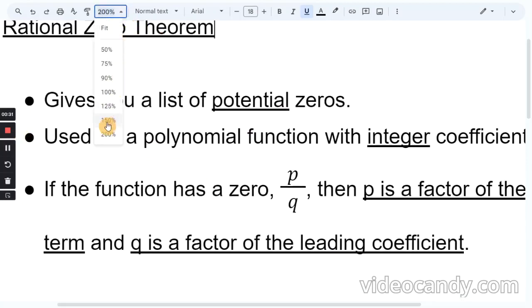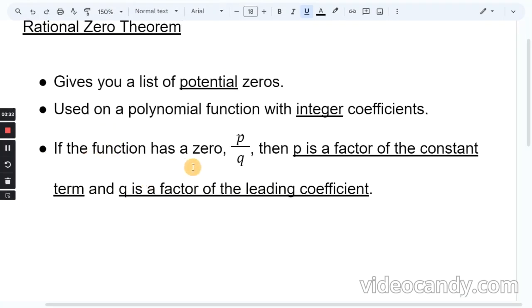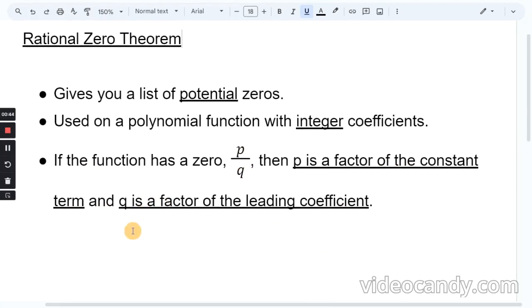And finally, if the function has a zero p over q, then p is a factor of the constant term and q is a factor of the leading coefficient. So hopefully that'll make sense when we start to do the examples. But just remember that in the numerator, that is the factor for the constant term, and in the denominator, that's a factor for the leading coefficient.